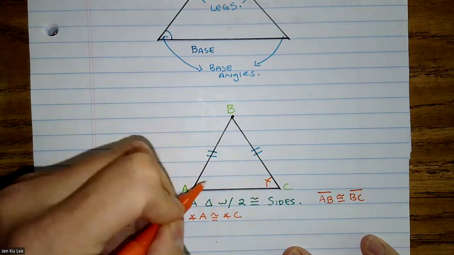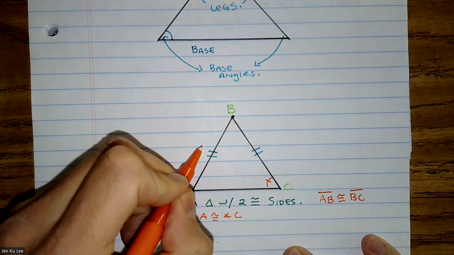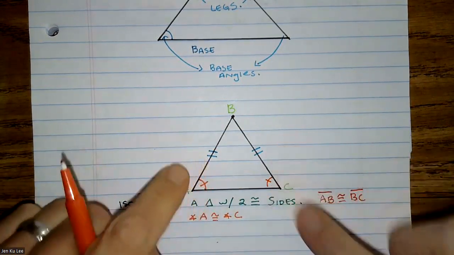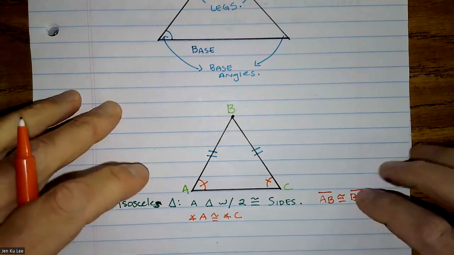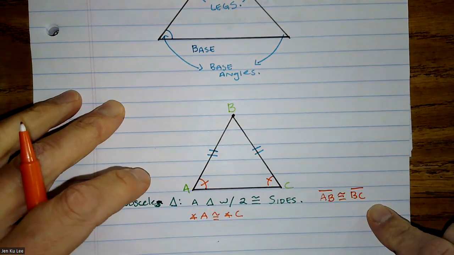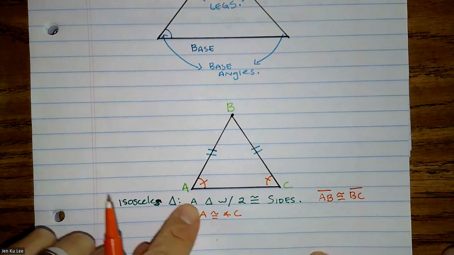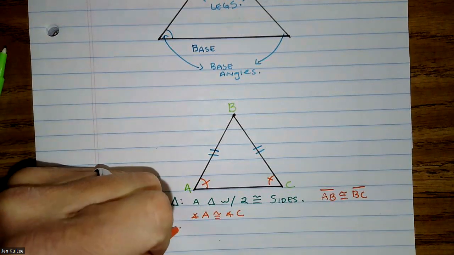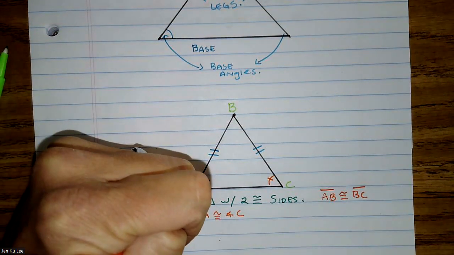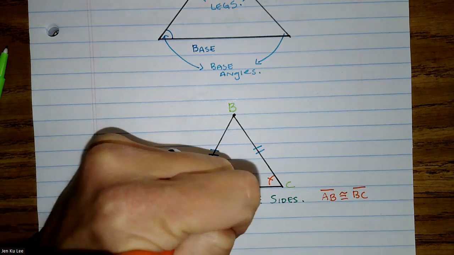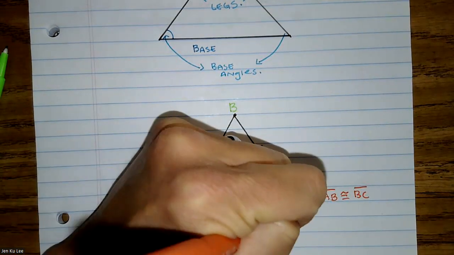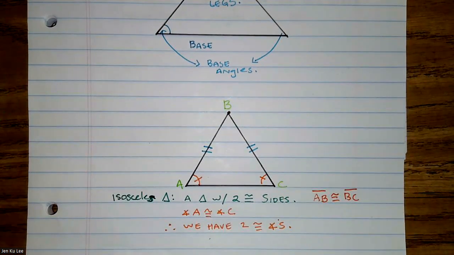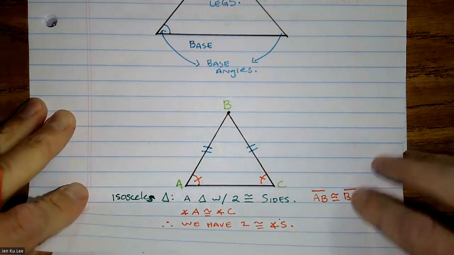So that angle, because it's opposite that side, and this angle, because it's opposite that side. And remember the tick marks. If they have the same little tick marks, then that means that they are equal. Okay, so an isosceles triangle is a triangle with two congruent sides. Therefore, we have two congruent angles as well. All right, so that's what an isosceles triangle is.